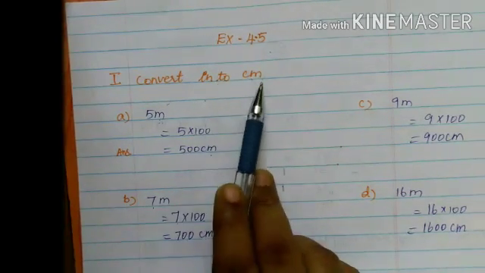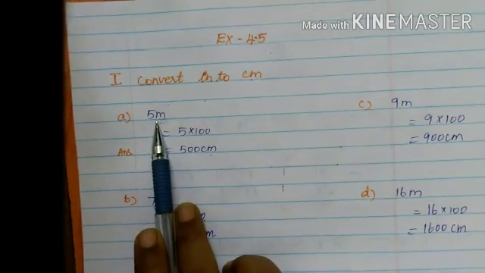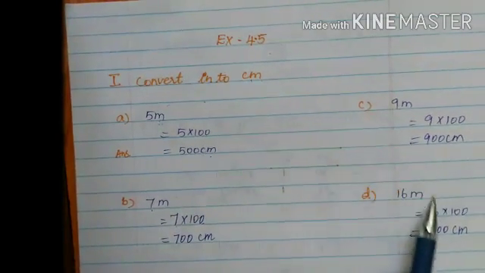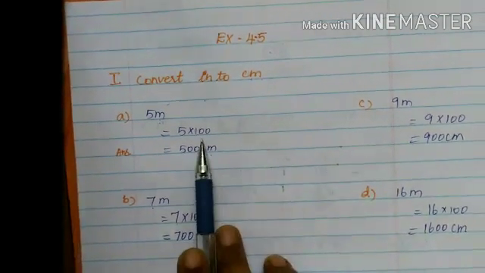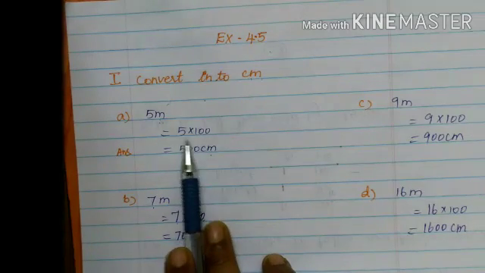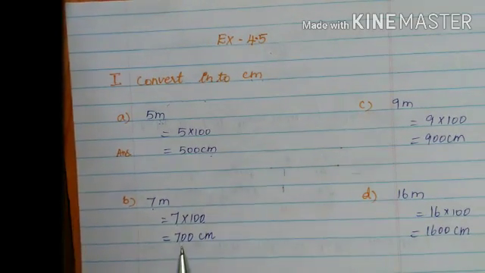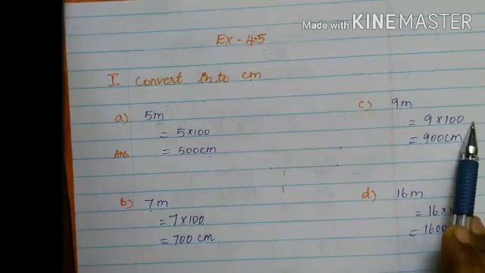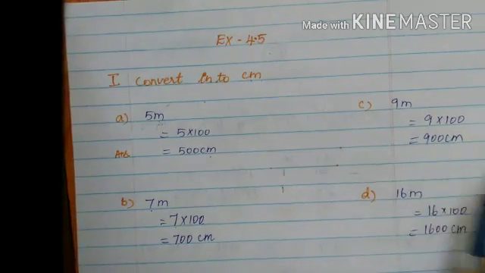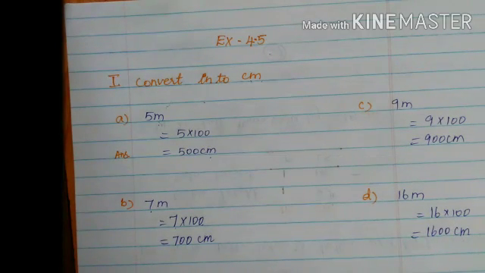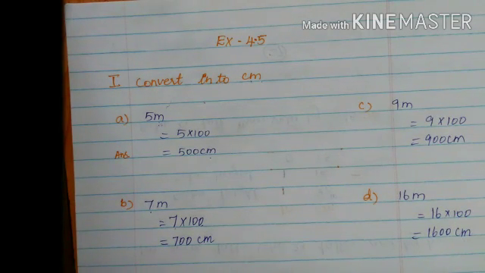So you learn the concept for converting into centimeter. Given the numbers in meter, 5 meter, 7 meter, 9 meter, 16 meter, you multiply with 100. So 5 multiply 100 equal to 500, 7 multiply 100 equal to 700, 9 multiply 100 equal to 900, 16 multiply 100 equal to 1600. Okay children. Next one.